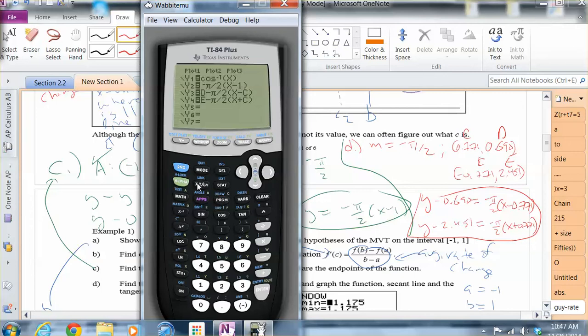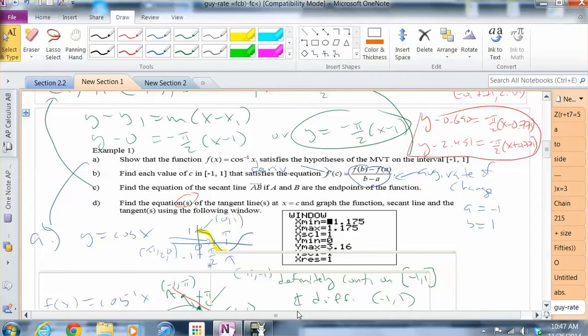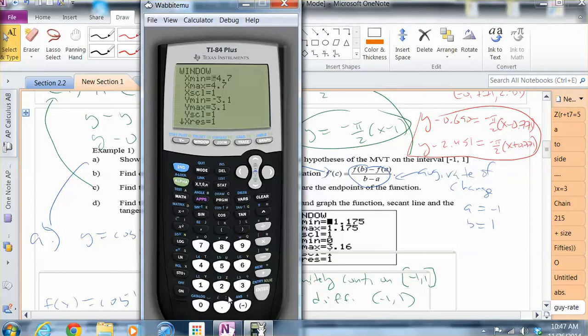Let's go to window, and let's make sure our window is appropriate for this graph. So we're going to go from negative 1.175 to positive 1.175. And from 0 to 3.16, because you remember that's pi, we went from 0 to pi for y and negative 1 to 1 for x. And we kind of want to see what's going on. We don't want the window too tight, so we want to see what's going on to the left and the right.